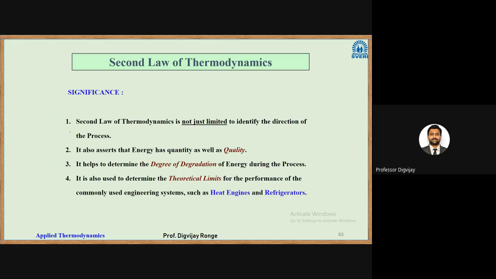Now, what is the significance? The second law is not limited to identifying the direction of the process. Yes, we can use it for that, but it is not limited to that. It also asserts that energy has quantity as well as quality. It determines the degree of degradation of energy during the process. So this comes under the topic of availability and exergy. We did not study it because it is not included in our university syllabus, but in thermodynamics those topics are there: availability and exergy. It is also used to determine the theoretical limits for the performance of commonly used engineering systems such as heat engines and refrigerators.